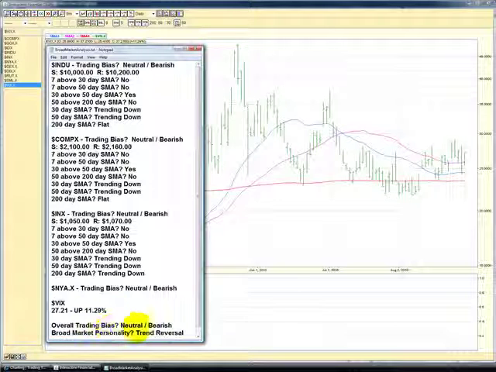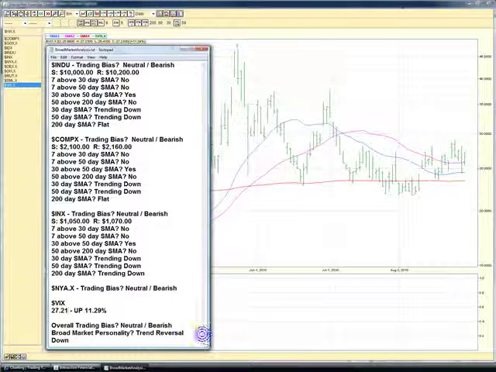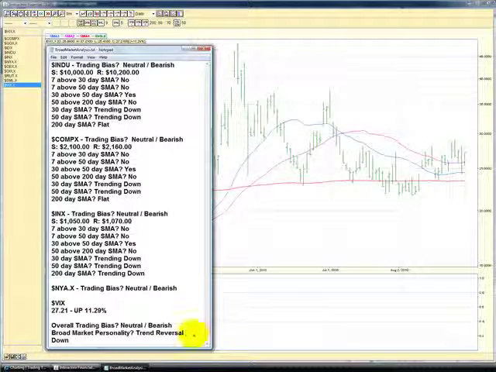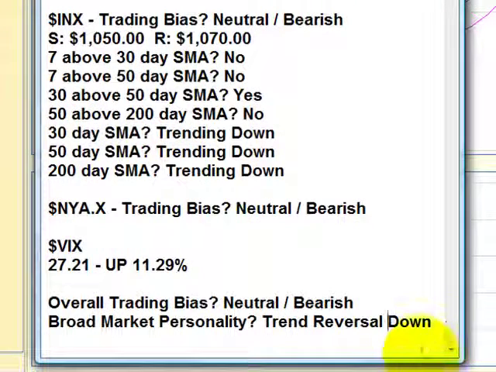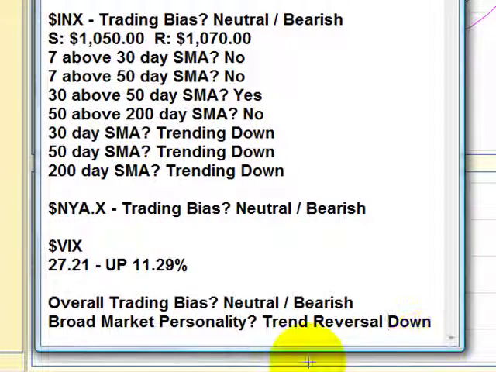Overall trading bias, we're going to stick with our neutral bearish. We're going to stick with our trend reversal down. I see. There we go. Our trend reversal down, market personality description, and team.